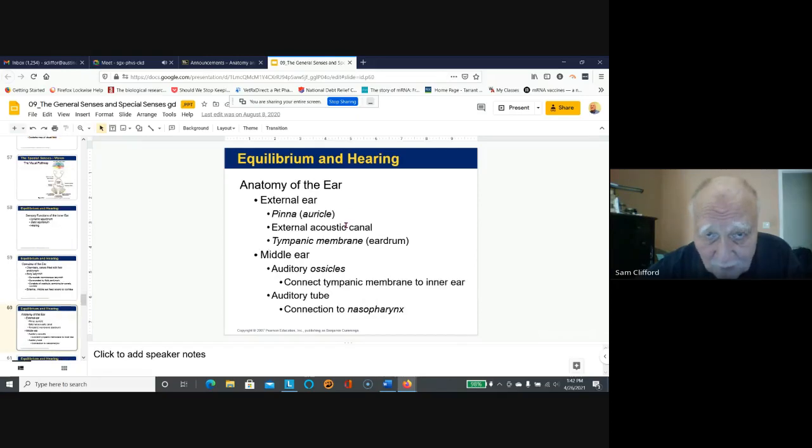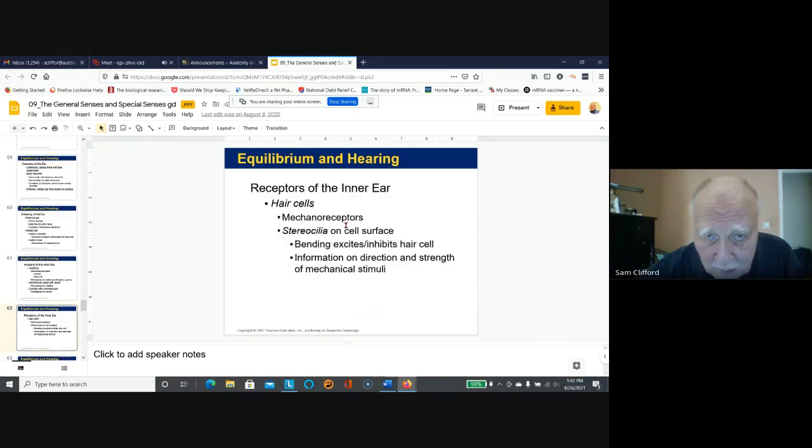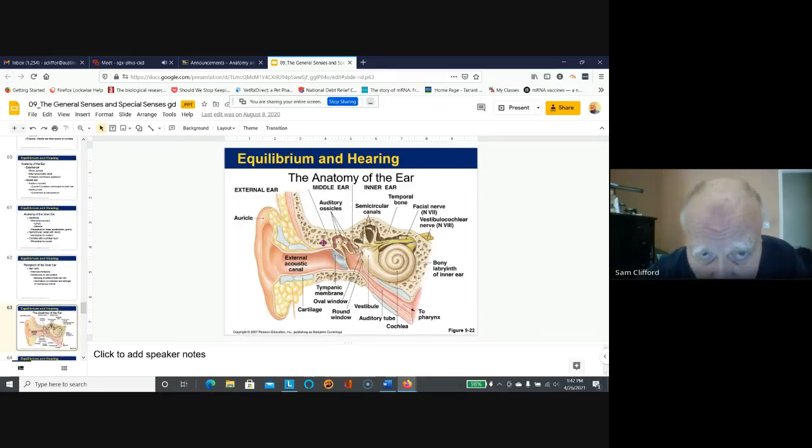Okay, let's look at the overview of the ear. External acoustic canal, tympanic membrane, the auditory ossicles. So this is the middle ear. This is the auditory tube or the eustachian tube that allows us to maintain pressure so that there's not a sufficient change to blow out our eardrum. So the sound is funneled toward the eardrum. It vibrates.